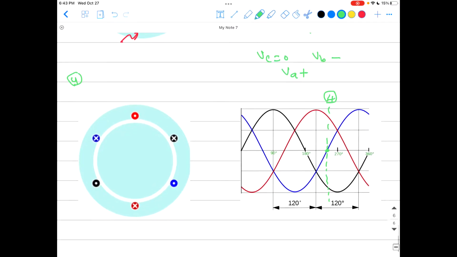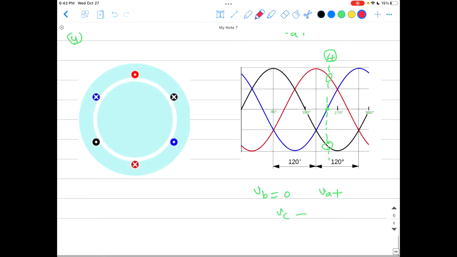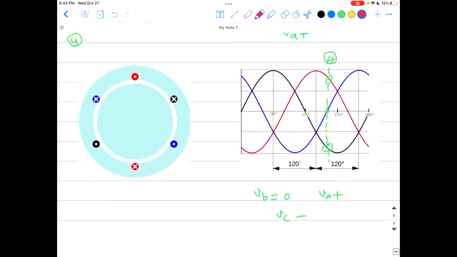Again, we'll analyze the voltages. Here the blue one, VB, equals 0. It does not have any voltage. A here will be positive, and C here will be negative, going the same path. So A is positive. Again, that means the current goes into the cross, coming out of the dot. Okay, so the magnetic field will have this direction.